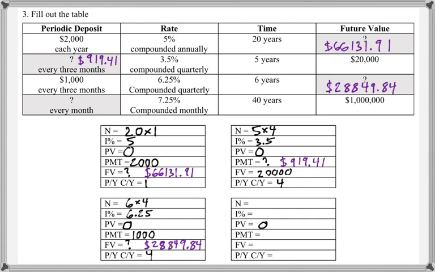And then for the last row, we are trying to find PMT. The future value is 1 million. PYCY is 12. N is going to be 40 times 12. And I is 7.25. So the PMT is going to be $355.05.